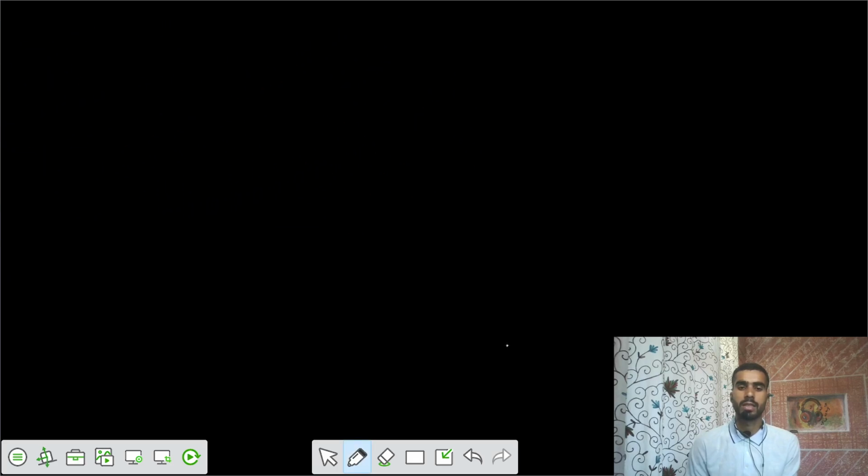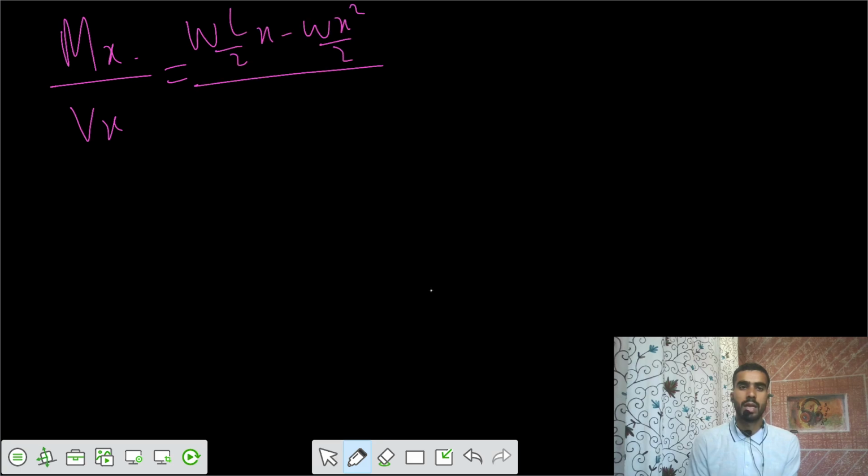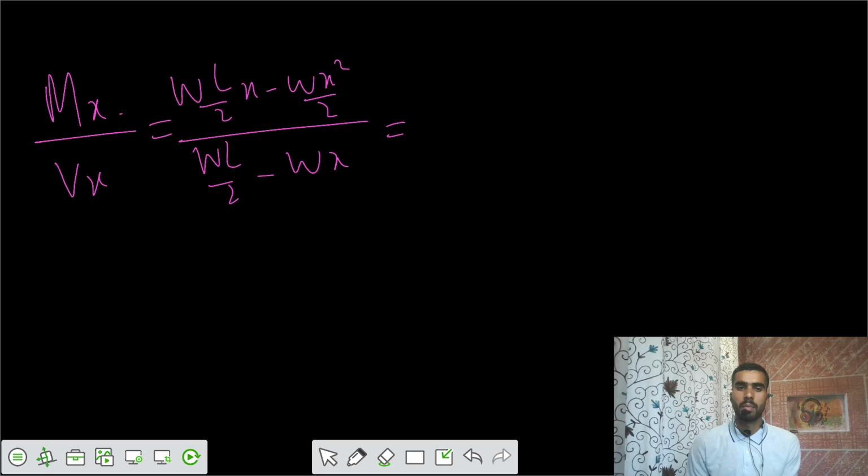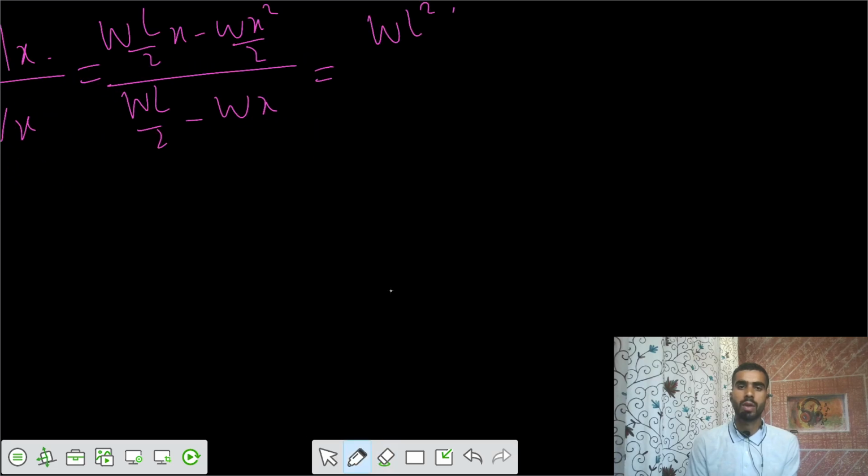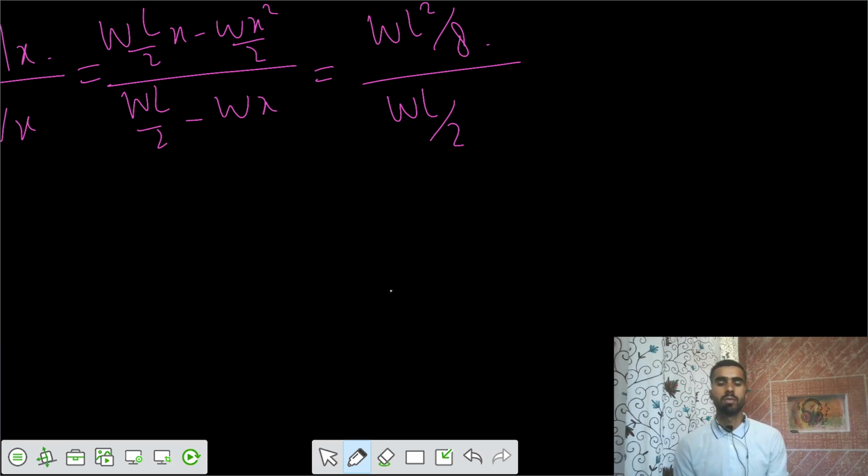So by this setup, we can say for particular Mx and particular Vx, that was WL by 2 into x minus Wx square by 2. That was shear force, WL by 2 minus Wx. That should equal the maximum bending moment. Maximum bending moment we can have Wx square by 8, and maximum shear force we can have WL by 2. But we have to keep in mind that we should not miss any other thing. Yeah, we can solve it this way directly.